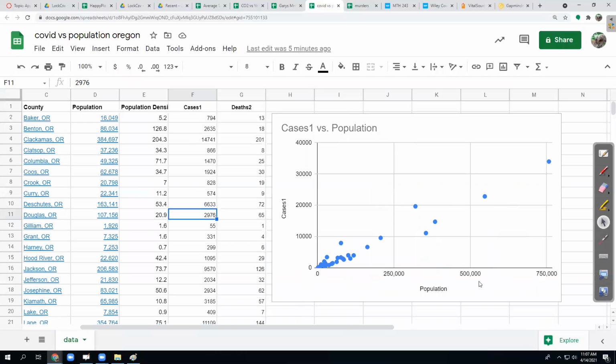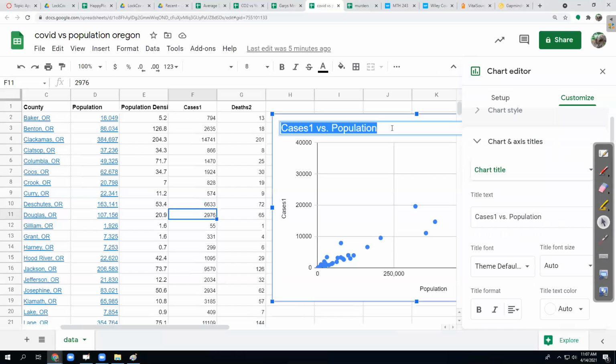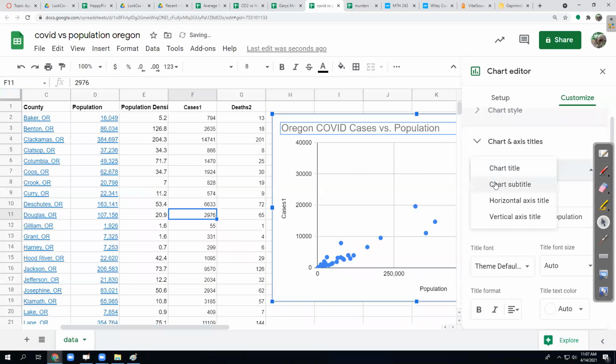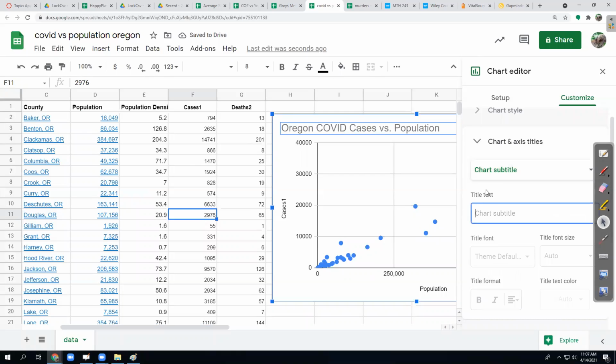My graph needs better titles, so the Zoom screen's in the way. I should come up with some slightly better titles, like here, I would do Oregon COVID cases. I don't need that one there. That one was a footnote talking about what cases meant. I copied that down below from the website versus population. And then I think I'll add a subtitle under here that says by county.